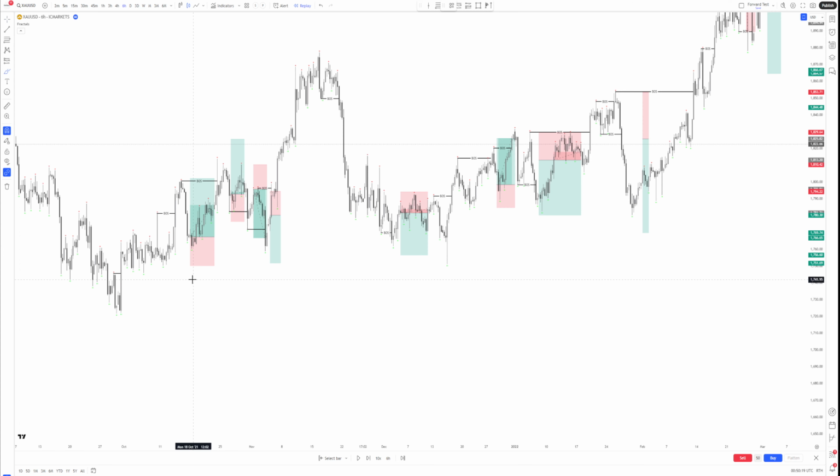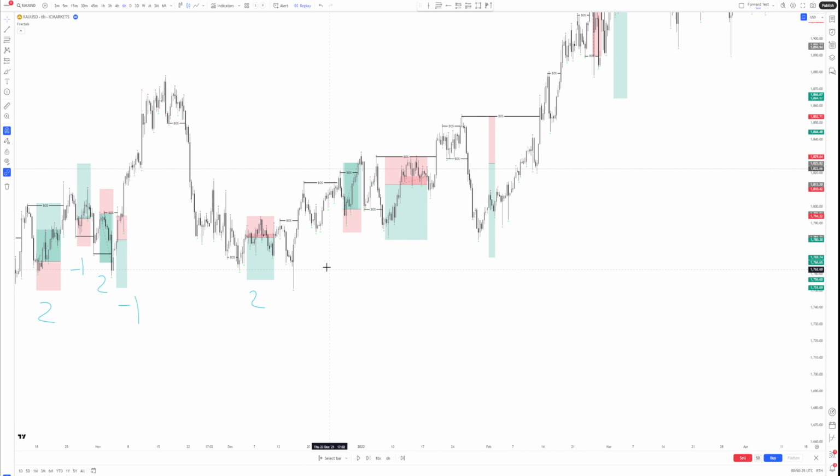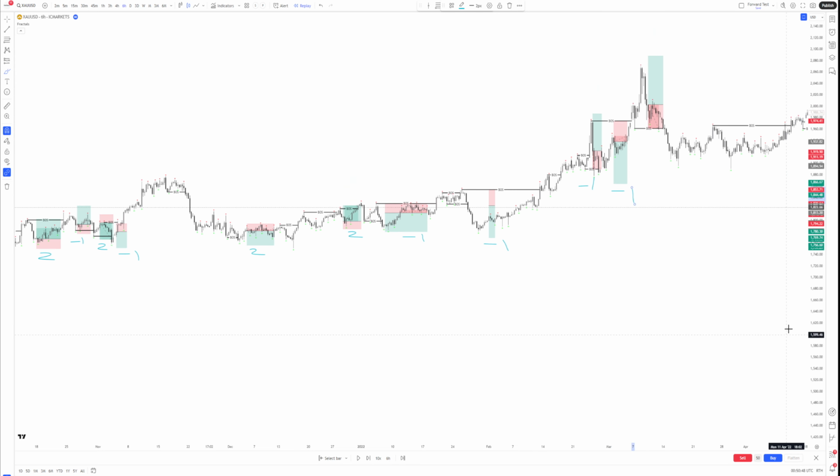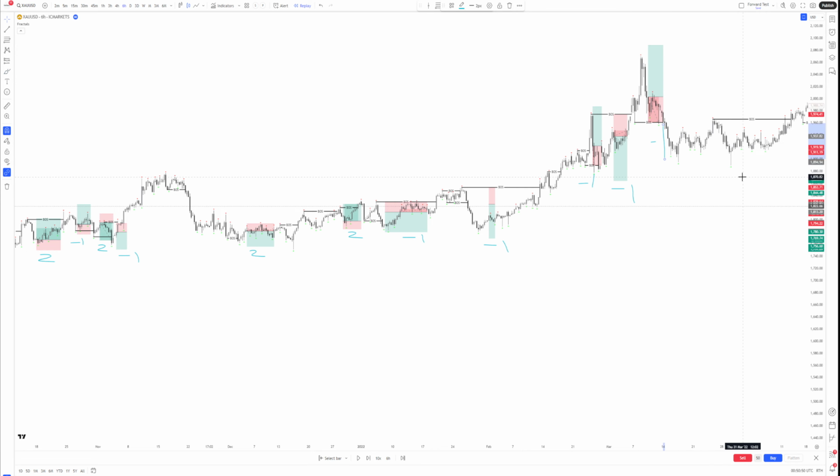So we had 2R there. We had -1 there. We had 2R there, -1 there. We have had, that was a win. 2R there. That one itself was a 2R there. That one was a -1, -1, -1, -1, -1.